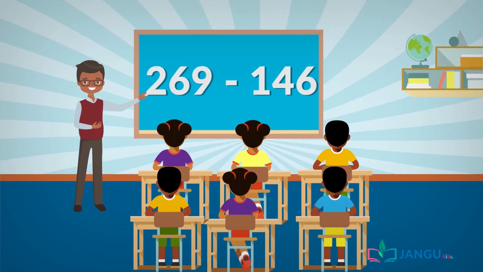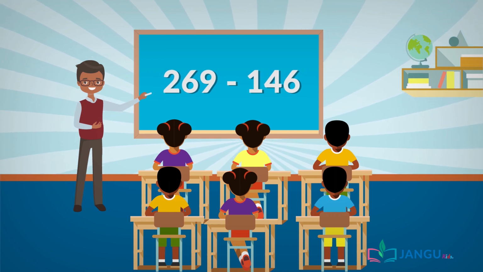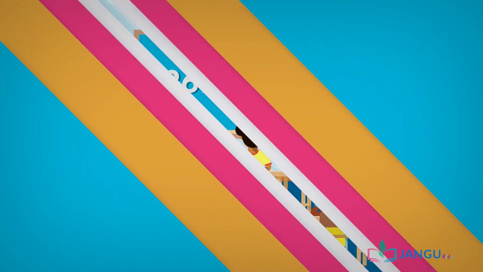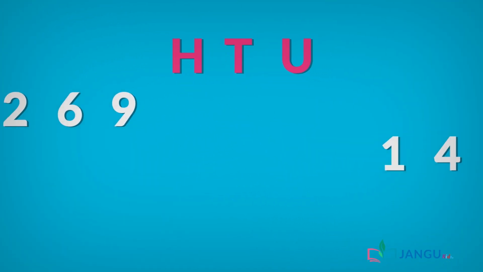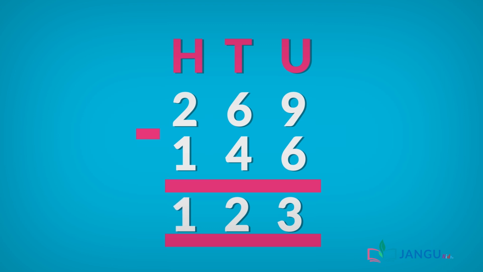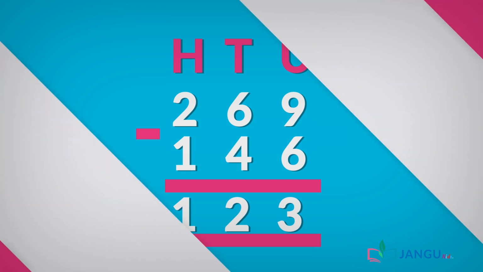Let's try a second example. Subtract 146 from 269. Arrange the numbers hundred, tens, and units. Subtract the units first, followed by the tens, and lastly, the hundred, giving you 123, 1 hundred, 2 tens, and 3 units.